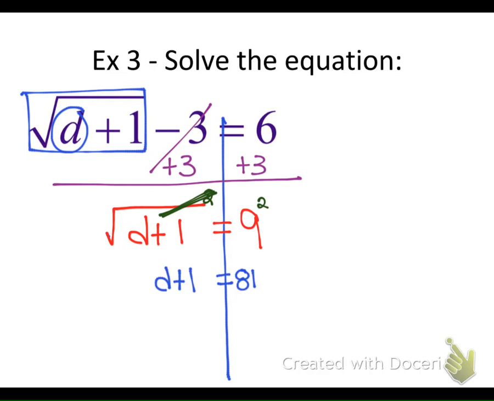Then you solve as usual. What do you subtract by? You subtract 1. Bring down your d equals 81 minus 1? 80. That's your final answer. So that one's a little bit different. We had to get rid of a number before we could square the square root.